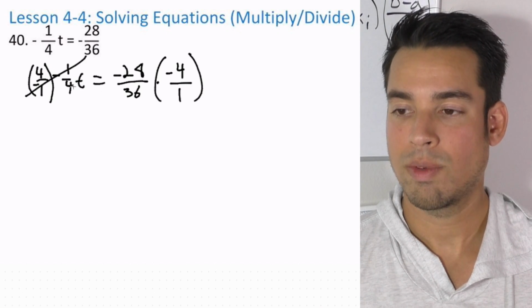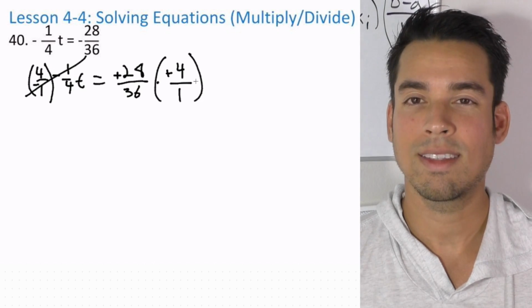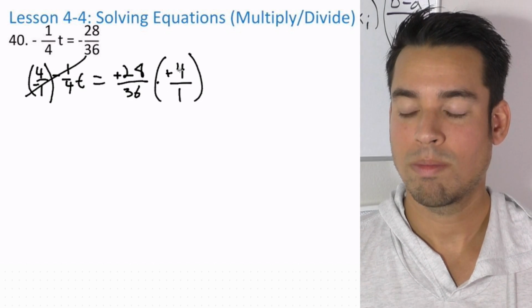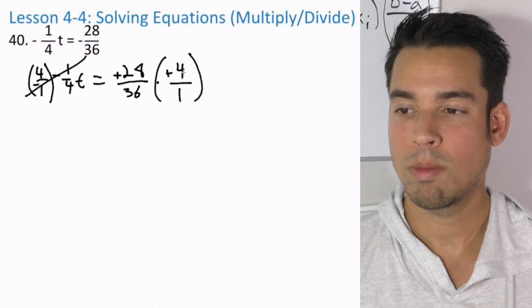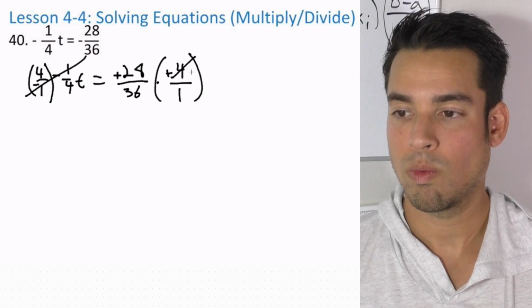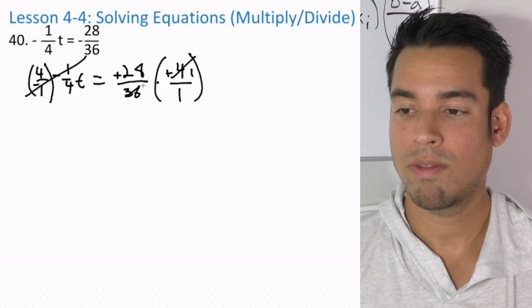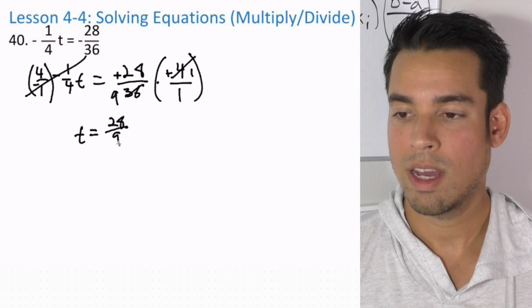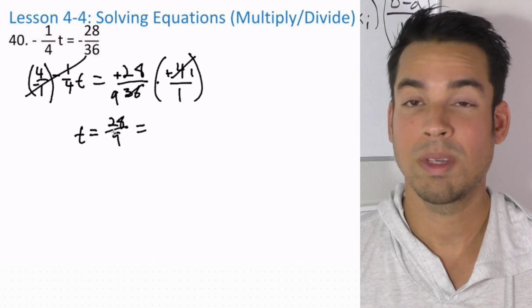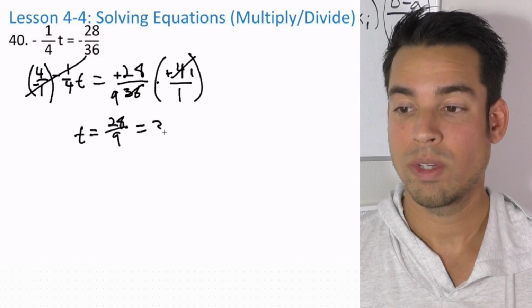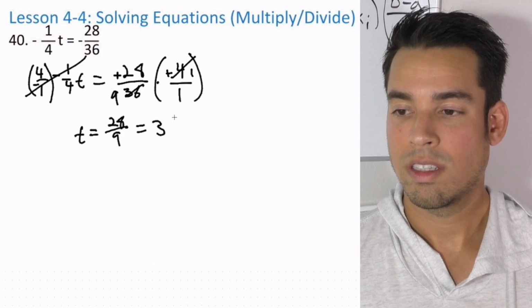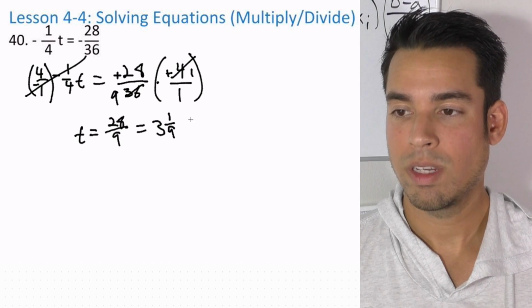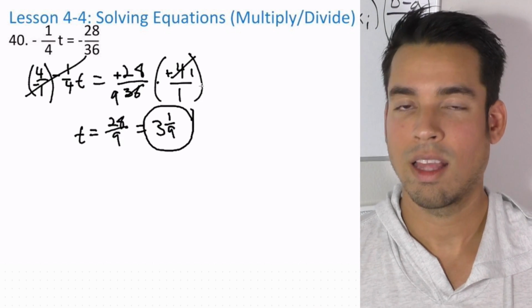These guys are gone. Now we got t over here. Now, these are both negative. That means we're going to get a positive number. Now let's go ahead and cross simplify. Well, guess what? 4 and 36, both divisible by 4. If we divide this by 4, we get 1/1. Divide 36 by 4, we get 9. So what's our final answer? We get t equals 28/9. If we want to turn this into a mixed number, 9 goes into 28 3 times, and there is a 1 remaining, so 3 and 1/9, and done.